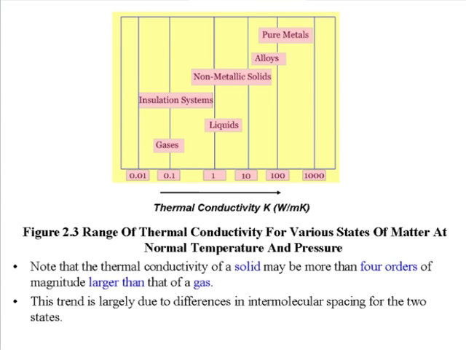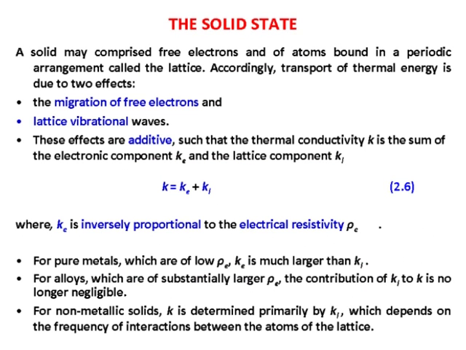So why is this happening? Because the molecules are densely spaced in the case of metals, less densely spaced in the case of liquids, and very far away from each other in the case of gases. That's the reason why pure metals have very high thermal conductivity. So this thermal conductivity is going to be a material property, as we said. Material properties means, who is contributing to this thermal conductivity?